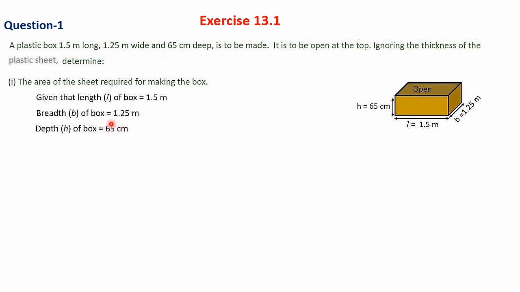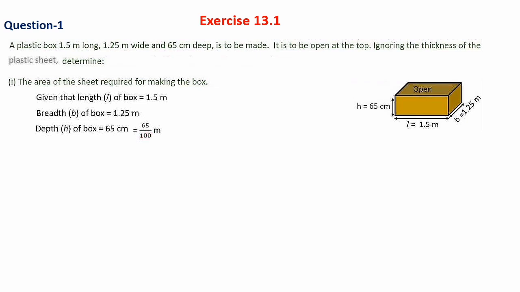Here this 65 centimeter we have to change to meter. So centimeter to meter conversion is divided by 100. So 65 divided by 100, that is equal to, here when you check in the denominator there are two zeros along with 1.